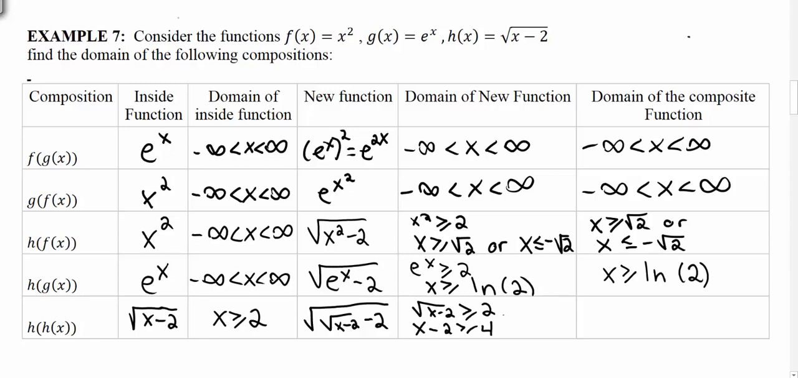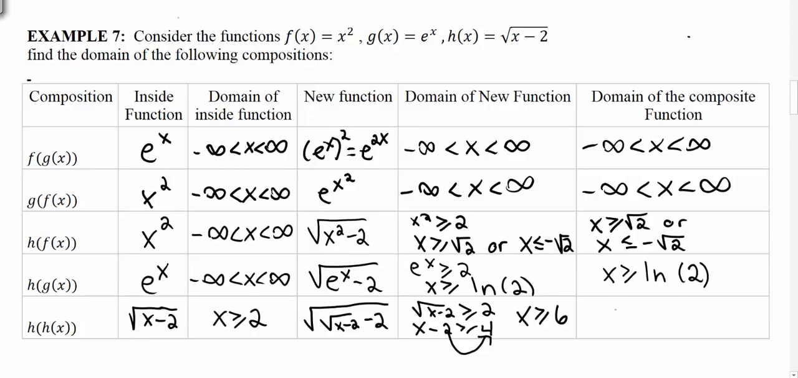So when you square a square root, the square root goes away. And when you square 2, you get 4. Solving for x gives me that x has to be greater than or equal to 6 because I added the 2 from the left over to the right. So I look at my two different domains to figure out which one is more restrictive. X greater than or equal to 6 is more restrictive than x greater than or equal to 2 because there's fewer numbers from 6 to infinity than from 2 to infinity.